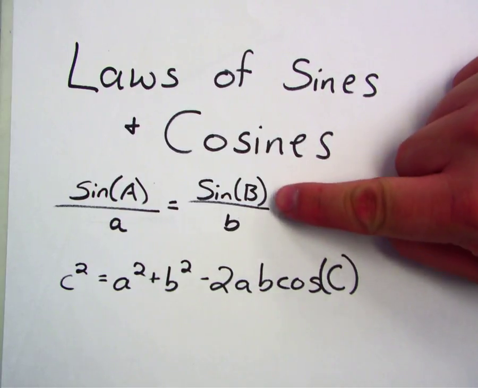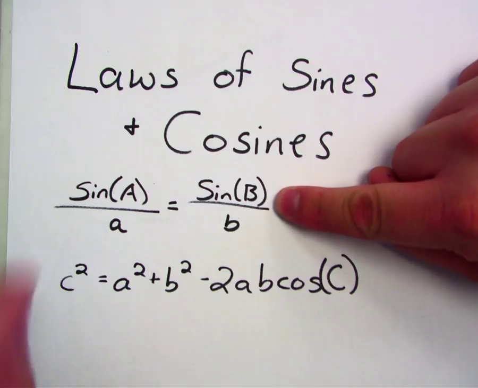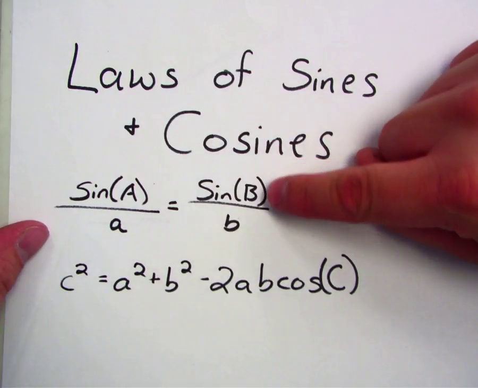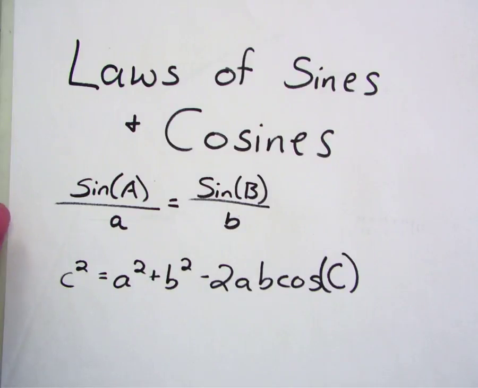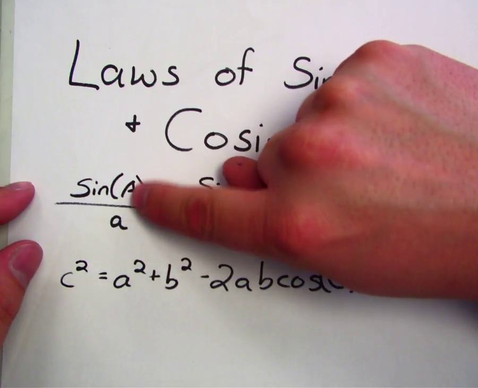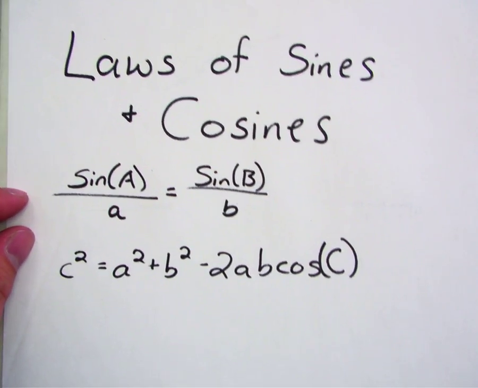So just a quick reminder here, the law of sines is that the sine of an angle over its opposite side is equal to the sine of another angle over its opposite side in a triangle. That is really the key to using the law of sines. You have to have an angle and its opposite side. You have to have at least one pair in order to use the law of sines.